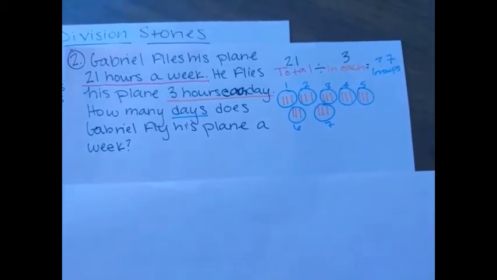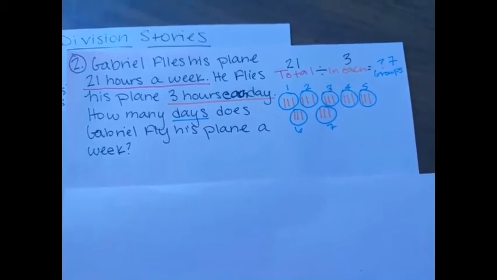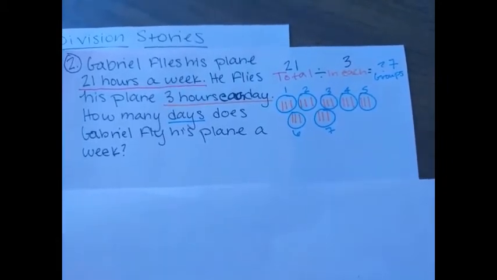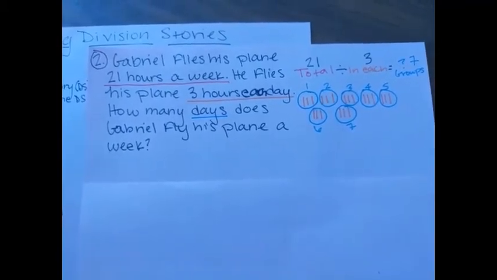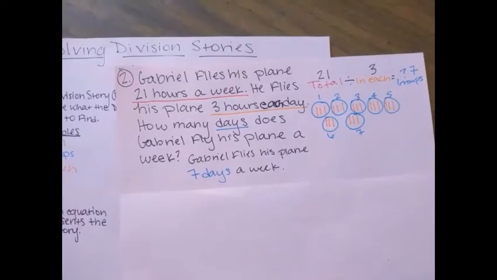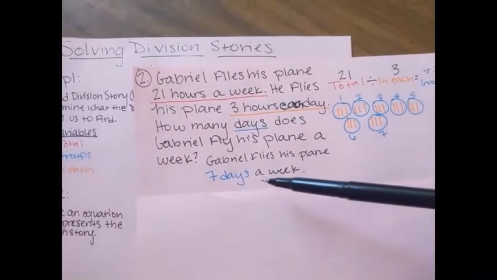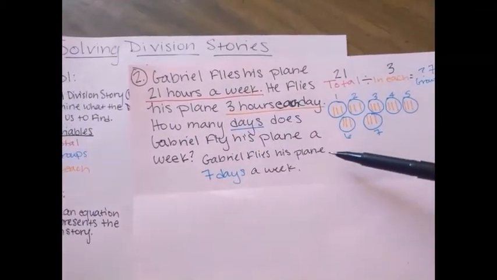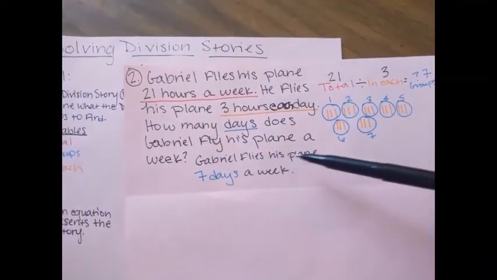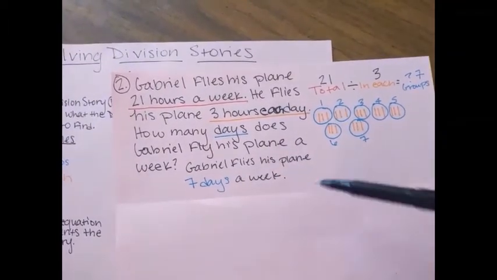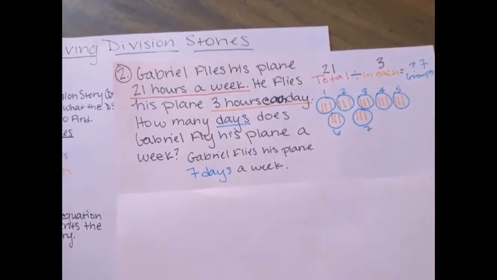Now we are ready to write a complete sentence answering the question, how many days does Gabriel fly his plane a week? Please come up with your sentence, and when we return, we will share our sentences together. Pause the video here. Our complete sentence should read something like, Gabriel flies his plane 7 days a week. That completely answers our question of how many days does Gabriel fly his plane a week. Great effort there, guys. So let's go ahead and move over to number 3.